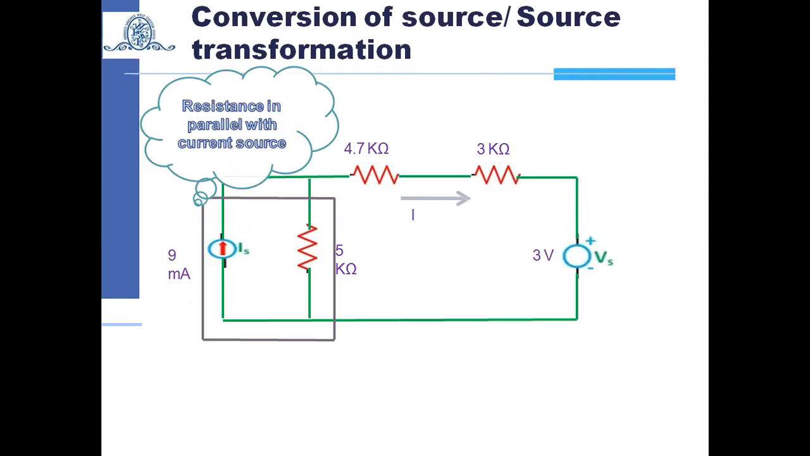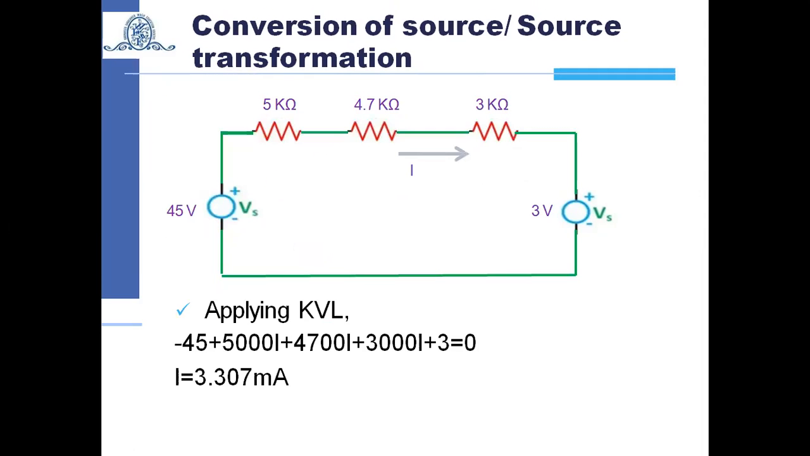How I am writing, you guys are supposed to understand. I am converting that current source into a voltage source. How can we convert? We have the value of current, we have the value of resistance. So V equal to IR, 9 milliampere into 5, 9 into 5 is nothing but 45. That will be millivolt. And the 5 kilo ohm resistance will be in series. So I can write 45 volt, 5 kilo ohm in series, and the remaining circuit as it is.